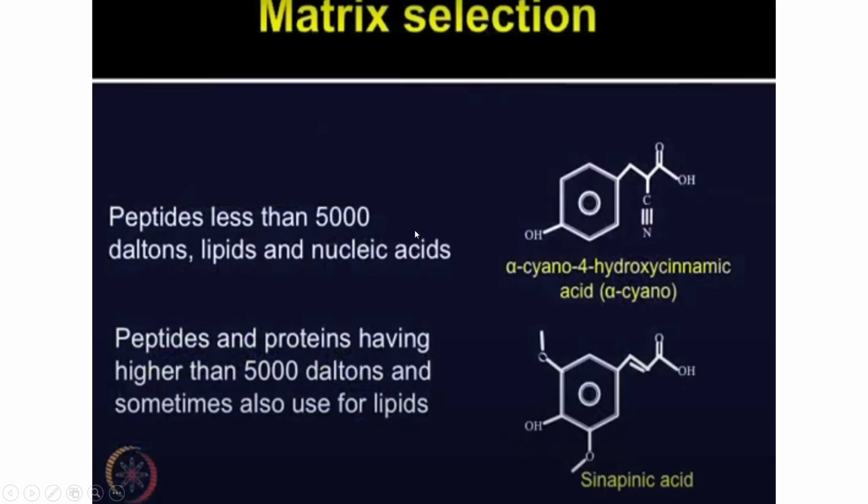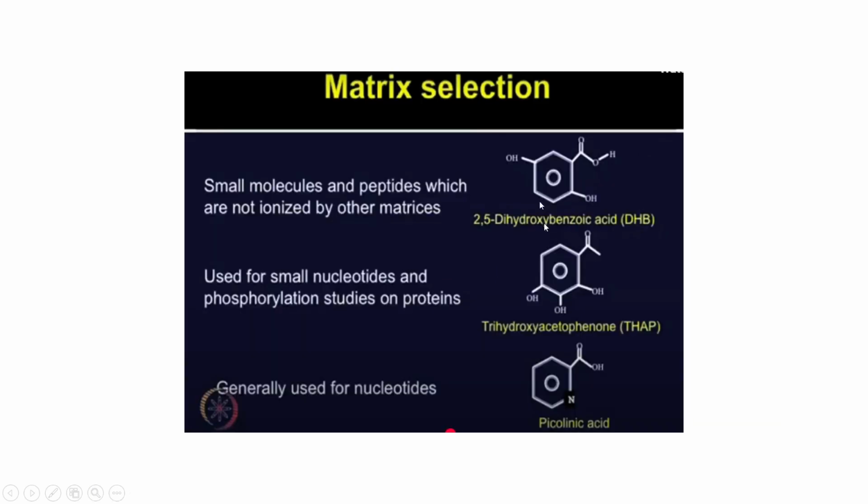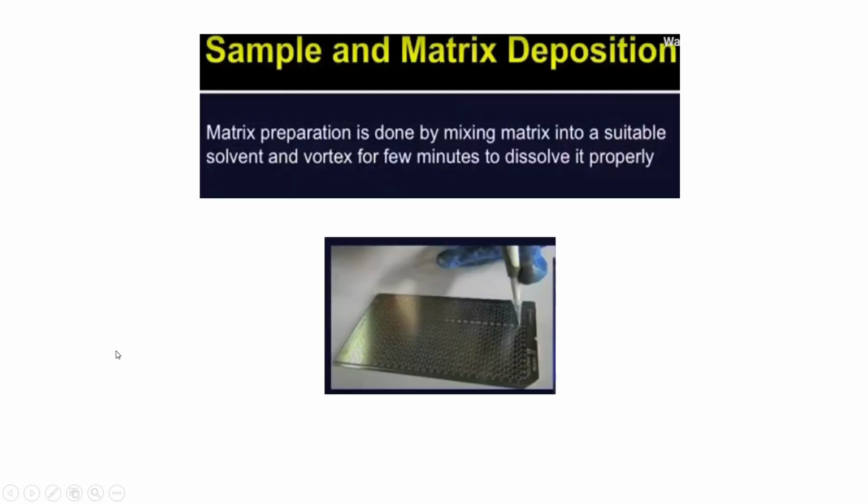Then matrix selection also depends. There are different types of matrix available for mass spec. This matrix is used for peptides which are less than 5,000 daltons. Similarly, this is used for higher than 5,000 daltons. So this is the matrix in which you finally resuspend it after in-gel digestion. For nucleotides, this is the one. So this is how different matrices are available for MALDI-TOF.